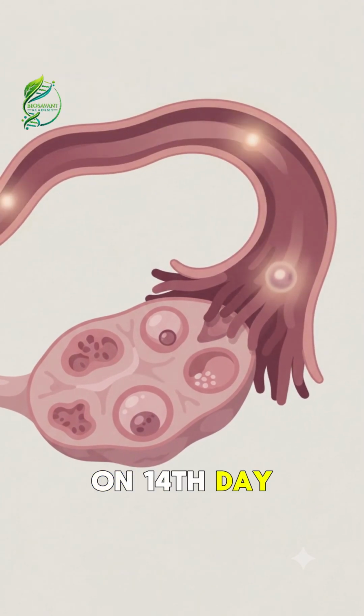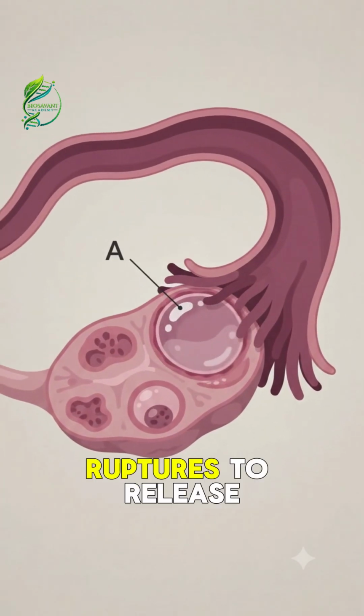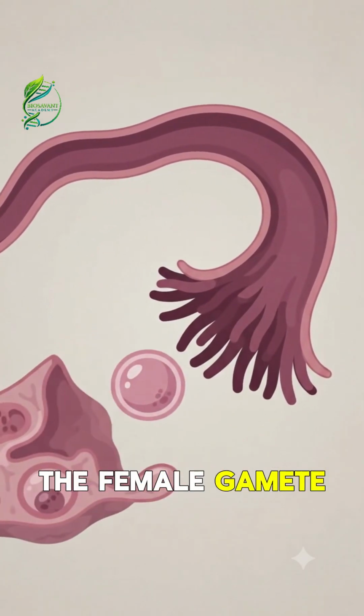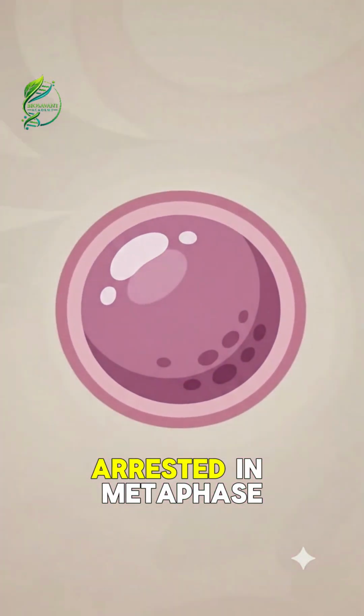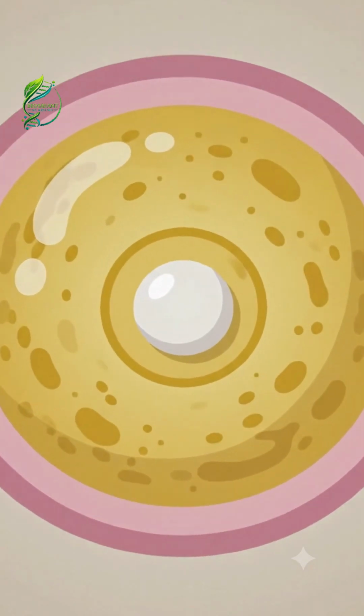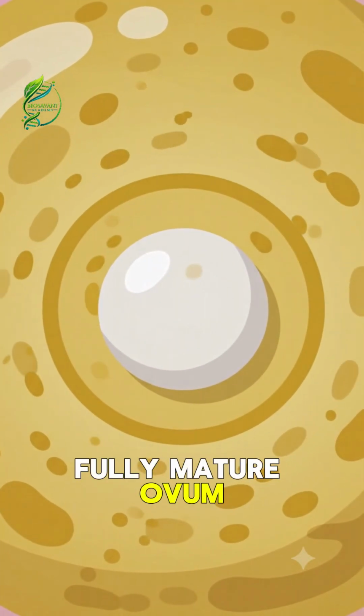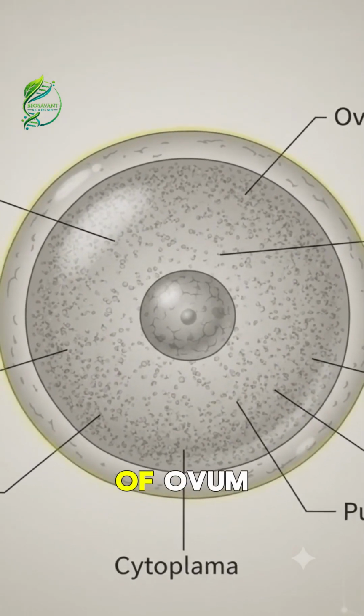On 14th day, a mature Graafian follicle ruptures to release the female gamete from the ovary. The released cell is a secondary oocyte arrested in metaphase 2 of meiosis, not yet a fully mature ovum. Now let us learn the structure of ovum.